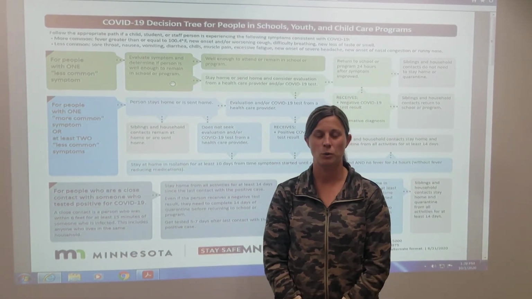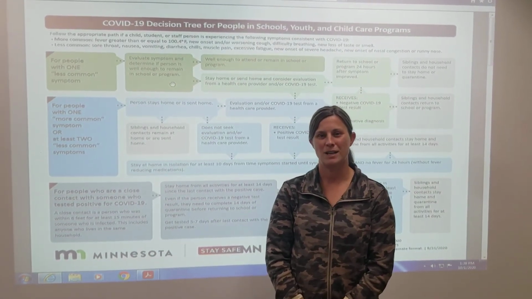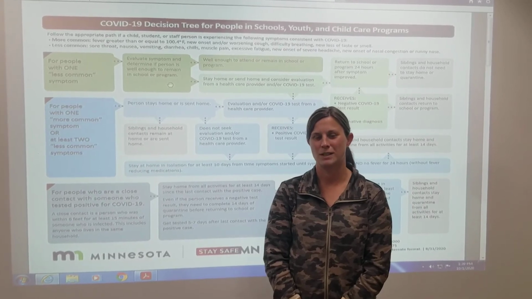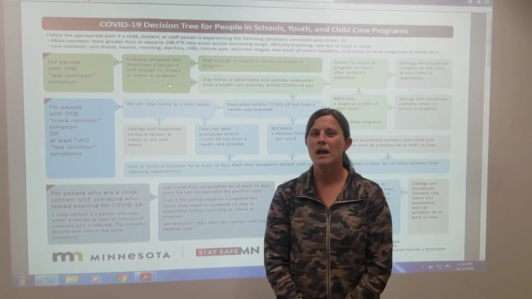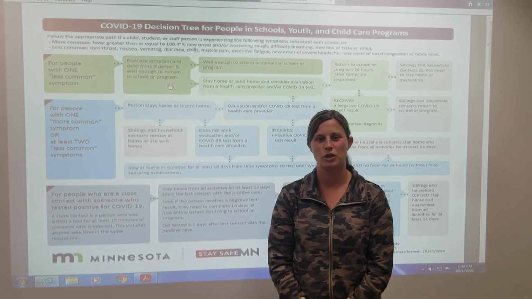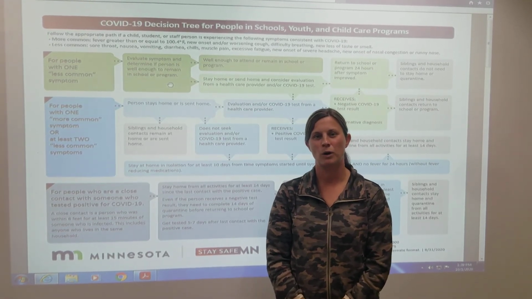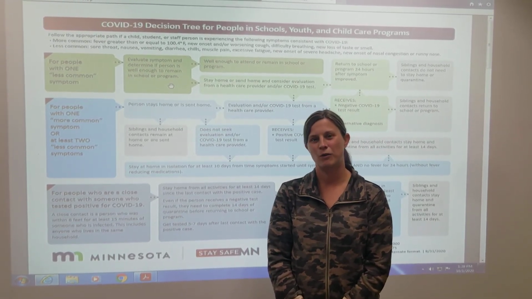So one of these three ways is how individuals, whether they're a staff member of the school or a student, can return to school. We all want everyone to stay in school, and we want students to receive the best education that we can, and so we are working together to ensure that when people come to school, they are safe and healthy for us all.